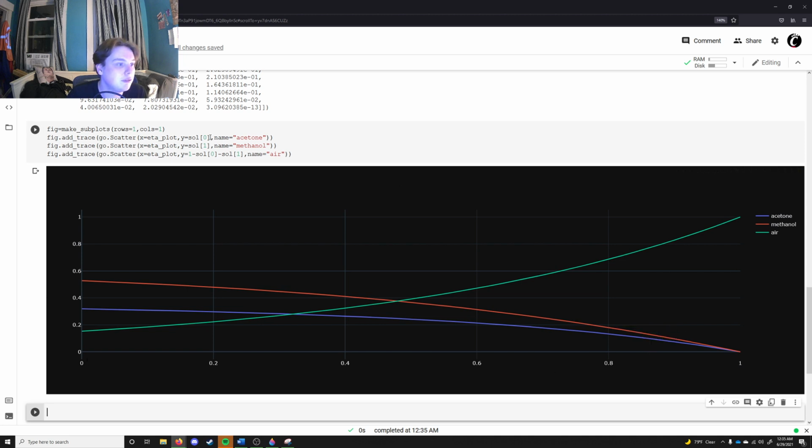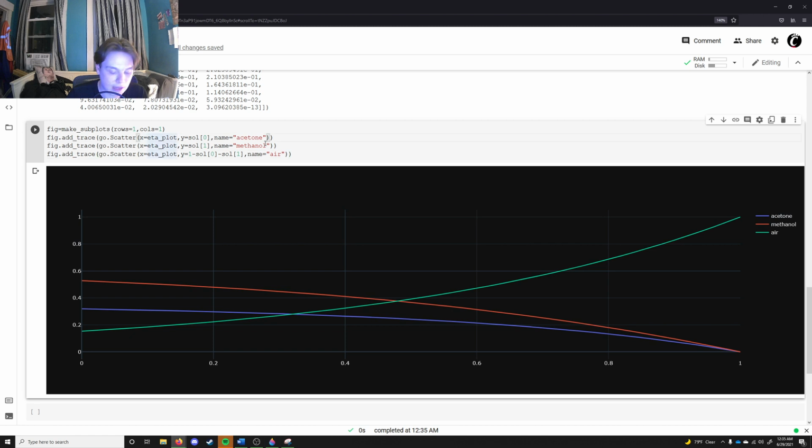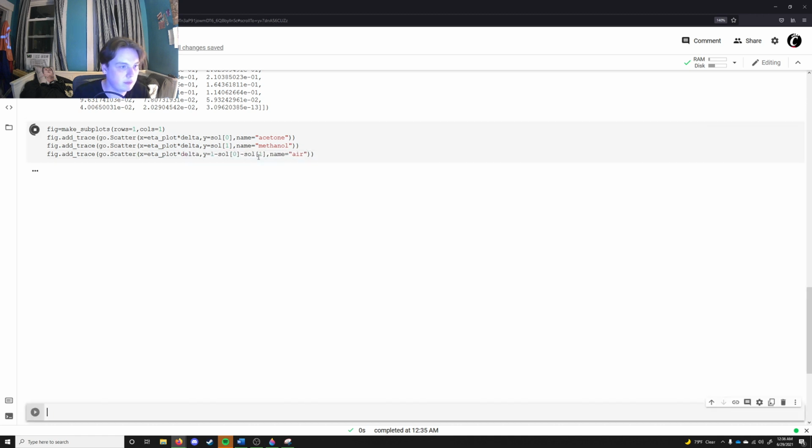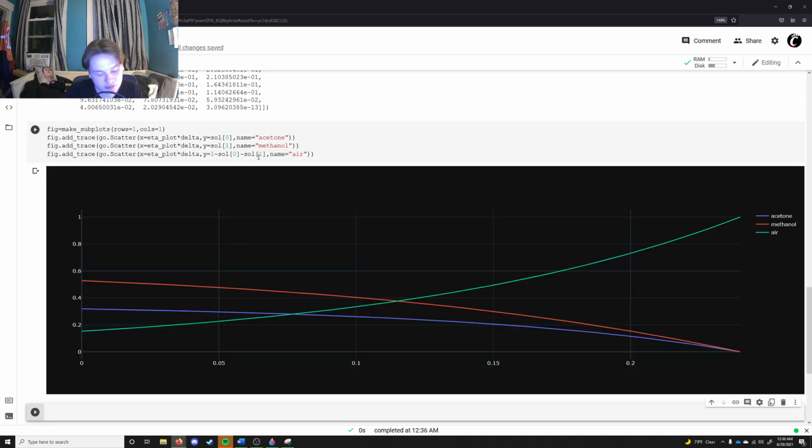If we wanted to do it for the actual length, we can just multiply it by the total length, or we'll just call it delta since we can. Delta times delta times delta. There we go. And so now we have it in terms of the total length of the tube. So this is showing you the very bottom of the tube where the methanol and acetone start, and this is the very top where the mole fractions go to 0, and it's just completely air at the top.